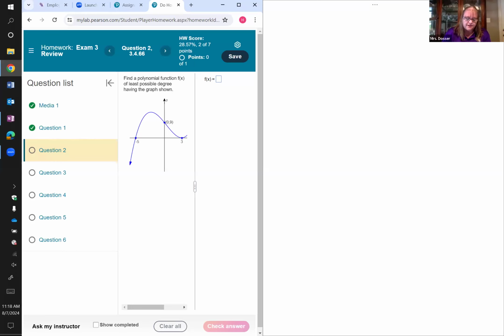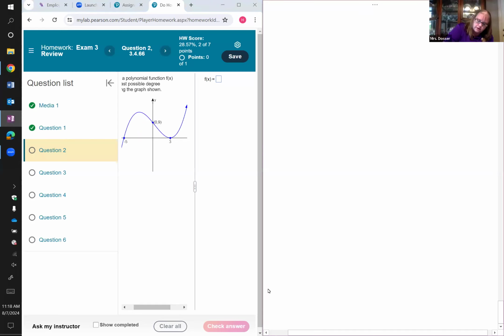On this problem, we're asked to find a polynomial function f of x of least possible degree having the graph shown. And then they show us this graph here. So I'm going to redraw the graph so that I can draw on it as I'm working the problem. So it crosses at -5 and over here at 3, and then it goes through a point up here at 0, 9. And our graph looks something like this.